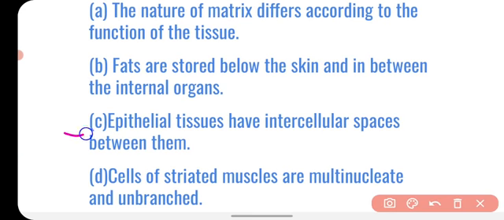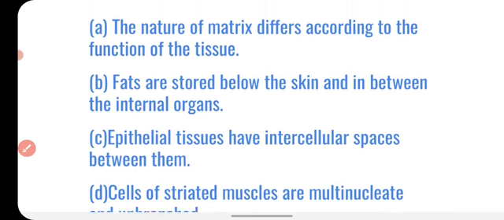Option C is incorrect because epithelial tissues have no intercellular space. No intercellular spaces are found between the cells of epithelial tissue. So this is the incorrect one, which is the answer for this question. The rest of the statements are true.